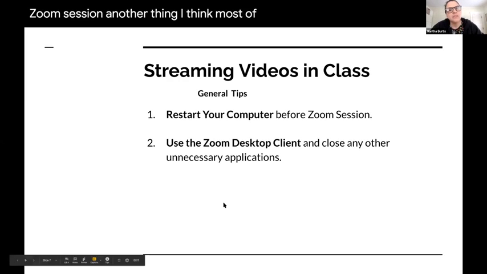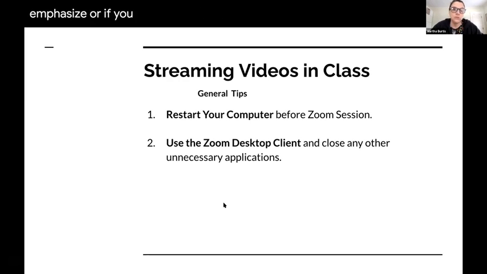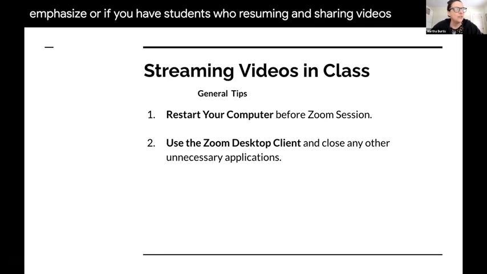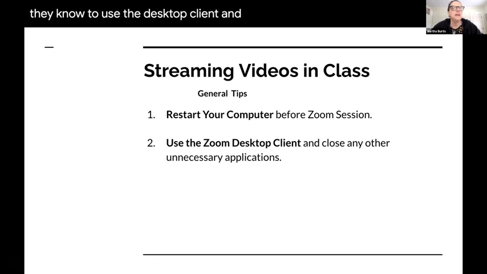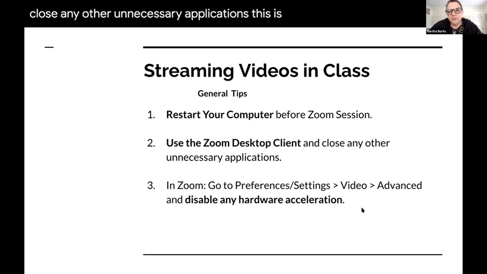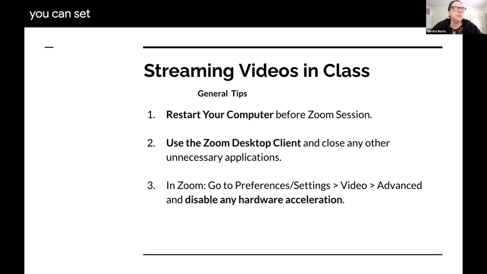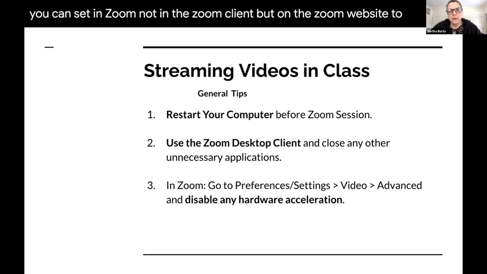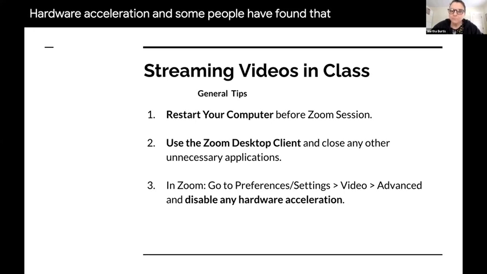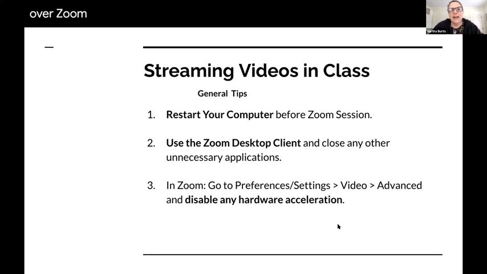Another thing, I think most of us know this, but just to reemphasize, if you have students who are Zooming and sharing video, make sure they know to use the desktop client and not the web interface for Zoom, and to close any other unnecessary applications. This is a piece of advice I got from another university, from their website. There is a preference and setting that you can set in Zoom, not in the Zoom client, but on the Zoom website, to disable hardware acceleration. And some people have found that helps when streaming over Zoom. So if you're having difficulty, that may be a setting that you want to look into.